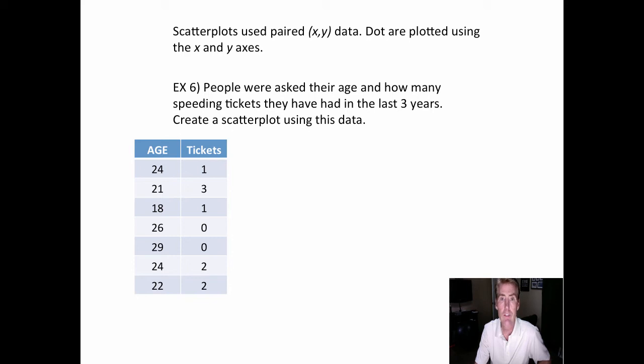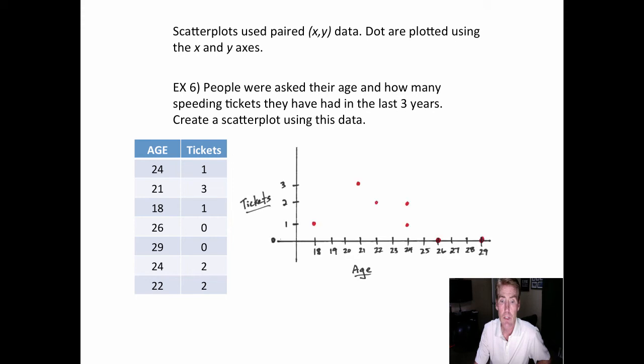So we've got ages. You can see that they interviewed fairly young people. And how many tickets they had in the last 3 years, because it's the tickets in the last 3 years that affect how much you're going to pay for car insurance. So then we do what's called a scatter plot. So this is just the x and y axis. Over here, whatever column goes first, that's going to be the x's. So you put the ages down here. And then the y axis will be right here, the number of tickets.